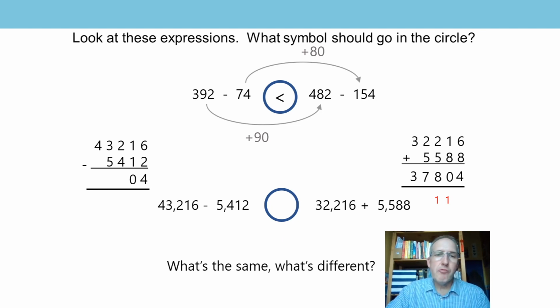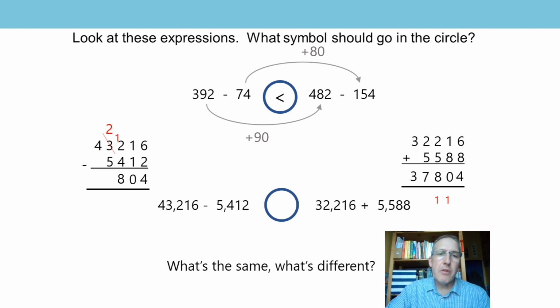We'll need to regroup one of those thousands. So we'll exchange 1,000 into 10 hundreds. So we will have 2 thousands remaining. And we've now got 12 100s. 1200 subtract 400s is 800.